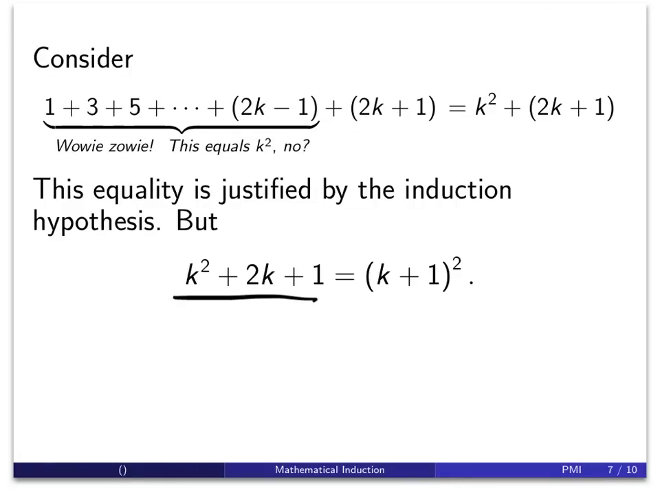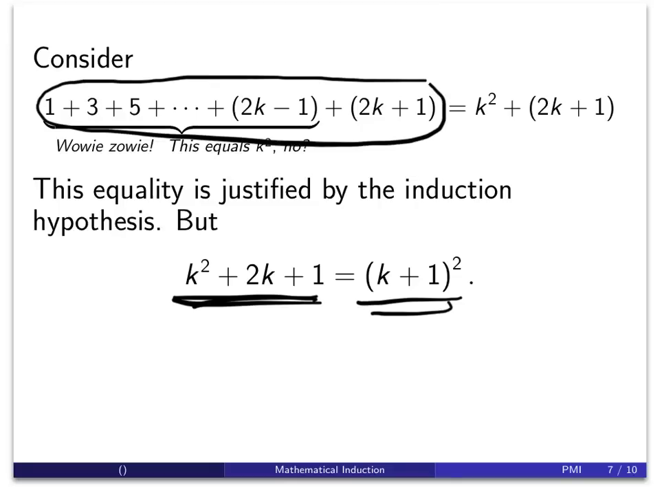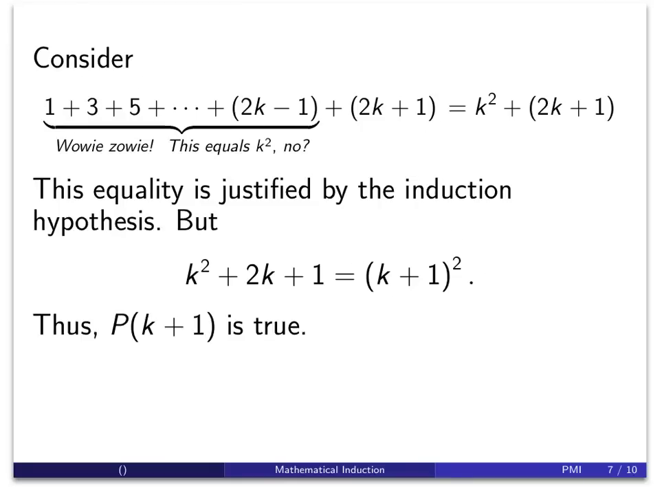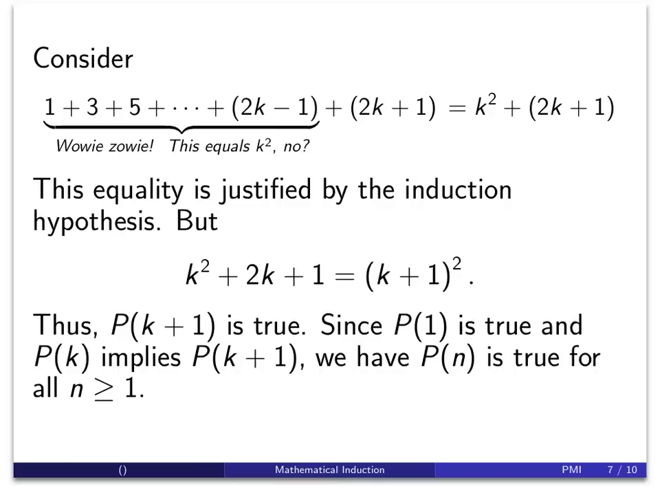Okay, but if we just factor, k squared plus 2k plus 1 does factor as k plus 1 squared, and so we just showed that the sum of the first k plus 1 odd integers is equal to k plus 1 squared. So P of k plus 1 is true, again, assuming that P of k is true. Since P of 1 is true, and P of k implies P of k plus 1, that's what we just showed, we know that P of n is true whenever n is greater than or equal to 1.